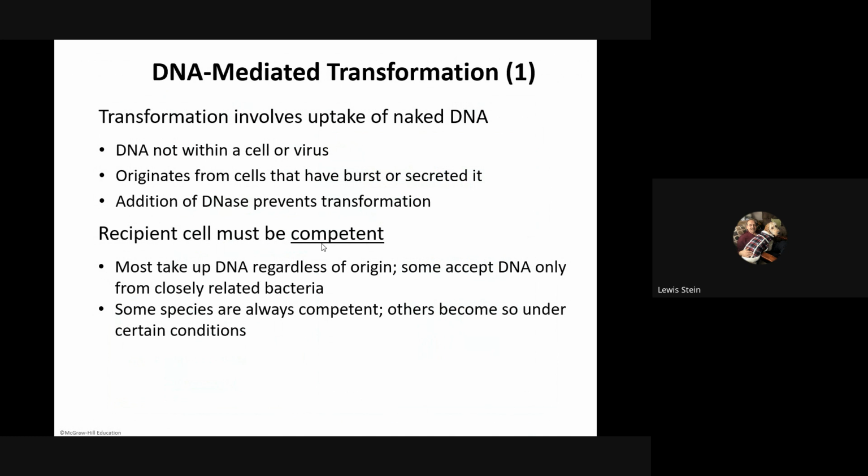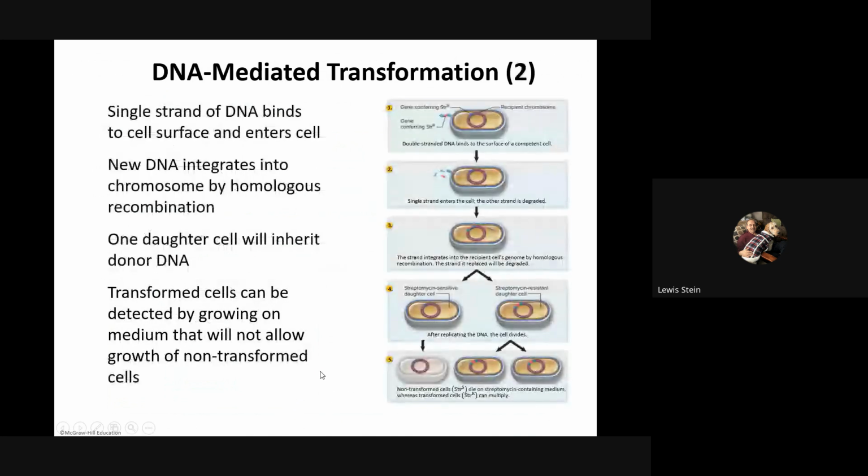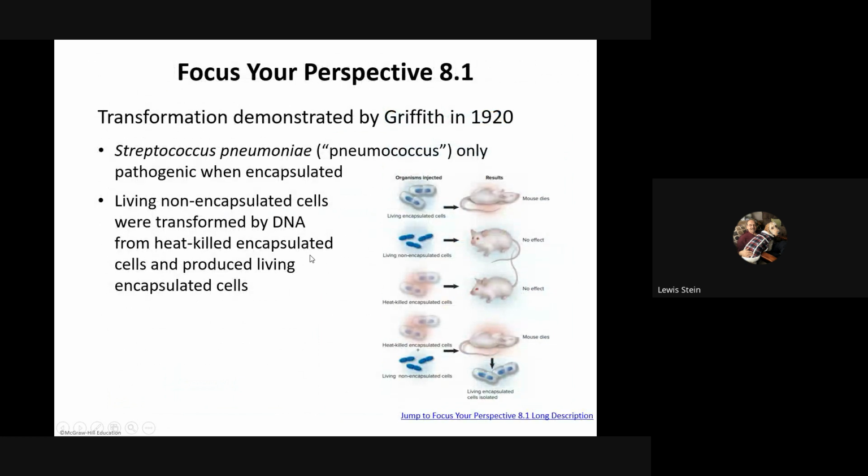We can do this in the lab by warming them and chilling them and exposing them to calcium salts. This is done in the lab all the time. Some accept only DNA from the same species. Some will take it from anybody. Okay? And some of them are always competent, some are not. And it doesn't pay for me to show you this so much as to show you the illustration. But first, why this is so important.